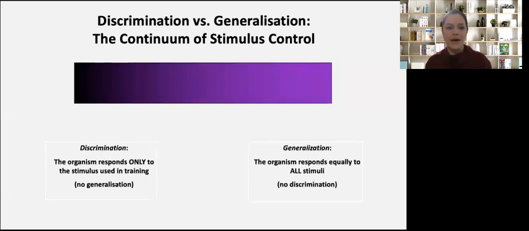This is just the generalization versus discrimination continuum. So as you see, all the way on the left, you have discrimination. So that's when the organism only responds to the stimulus that was used in training and nothing else, right? No generalization. And then on the right-hand side, we have generalization where the organism responds equally to all stimuli and there's no discrimination in place. And you kind of have all kinds of different responding across the continuum. But that's the difference between discrimination and generalization. So make sure you understand those distinctions.